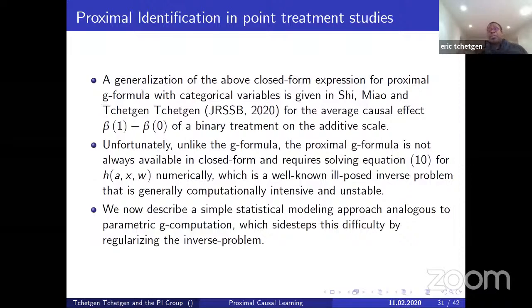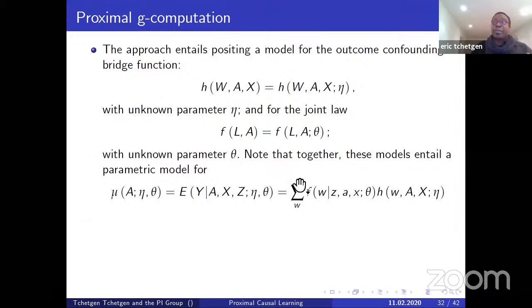So any perturbation in your estimate will lead to huge perturbation in your solution. So usually you have to regularize the problem. So we actually just described here a simple statistical modeling approach analogous to parametric G computation, which sidesteps this difficulty by regularizing the inverse problem. Okay, so there are many ways of regularizing. We just did one that's more statistical. We just model things. So here's the simple approach.